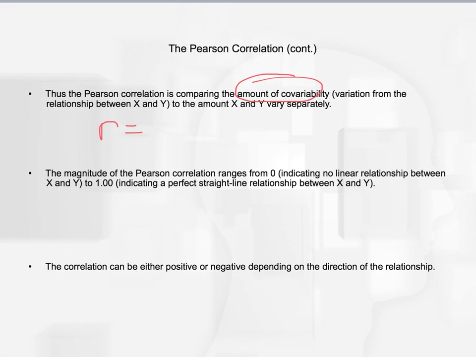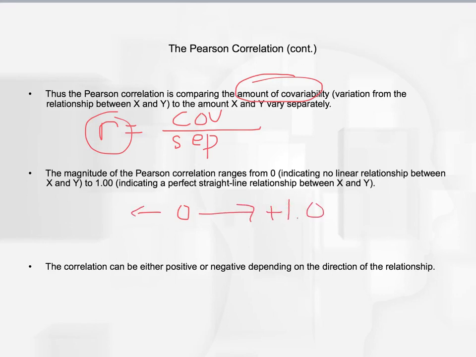When we set up this ratio of covariability to separate variability, we will get a statistic called the correlation coefficient that will range from 0 to +1 and minus 1.0 and every number in between. And this number, as was shown, can be positive or negative depending on the direction of the relationship.